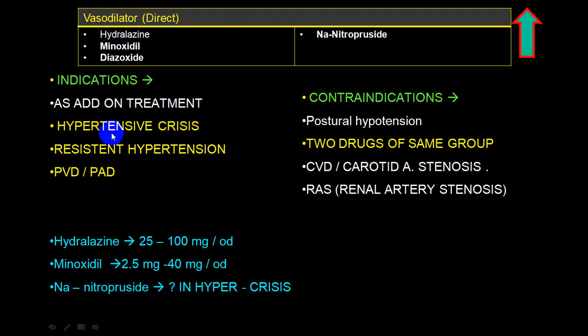So they are usually most commonly utilized in a hypertensive crisis, particularly hypertensive emergency. In that case, it is given in an injectable form. Very rarely they are utilized for resistant hypertension. The common drawback is postural hypotension. Don't use this vasodilator in a person who is having carotid artery stenosis, renal artery stenosis, and cerebrovascular disorders.